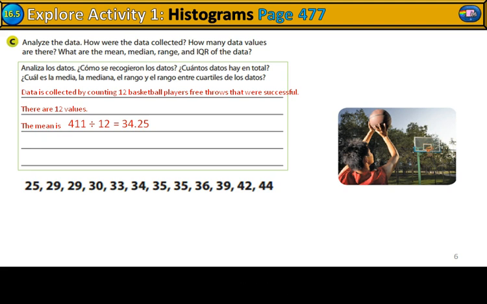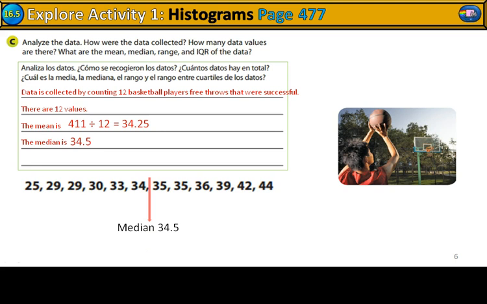What is the median? If you recall that these numbers are already in order from least to greatest, all we have to do is find the middle number. Remember, there are 12 values in this data list. That means there will be 6 on one half and 6 on the other. The middle is somewhere between 34 and 35. By adding these two values together and dividing by 2, we get a median of 34.5.